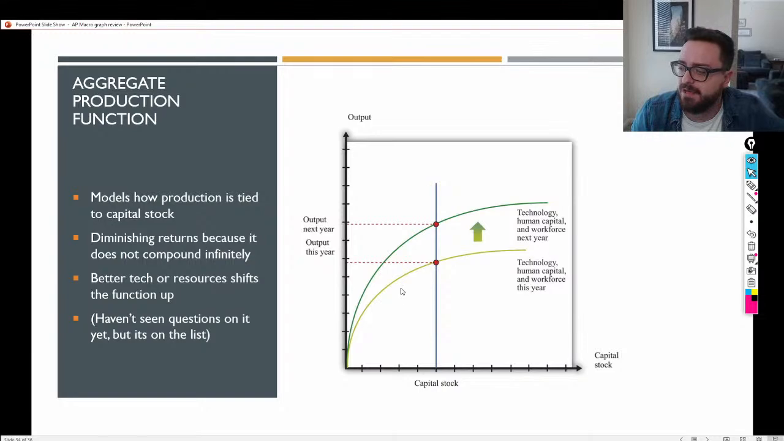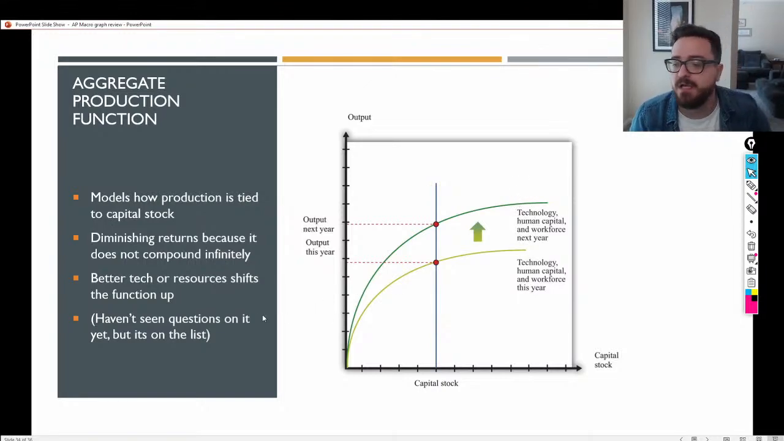So why does it taper off? It's because there is diminishing returns, because capital stock doesn't compound infinitely. It compounds based on how many people can actually be using it. But better tech or resources will shift the entire function up, because now you're getting way more output for what is effectively the same total amount of capital stock. It's just higher quality capital stock.